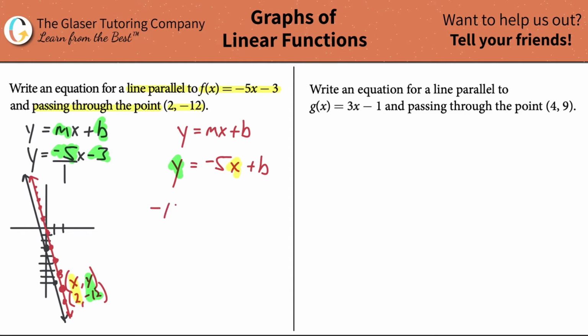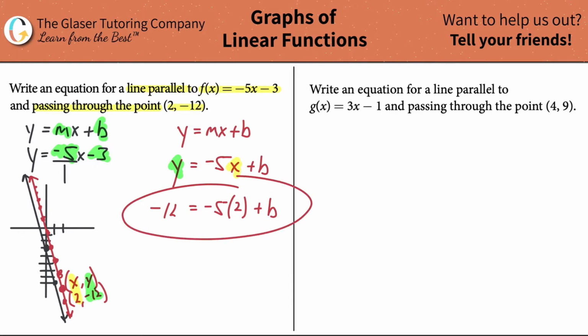So there's going to be -12 equals -5 times the x value of 2 plus b. And wait a minute. Is this equation really just with one unknown right now? Why do we love that? We love that because we can solve for that unknown. That's a very useful technique in problem solving, especially in math.